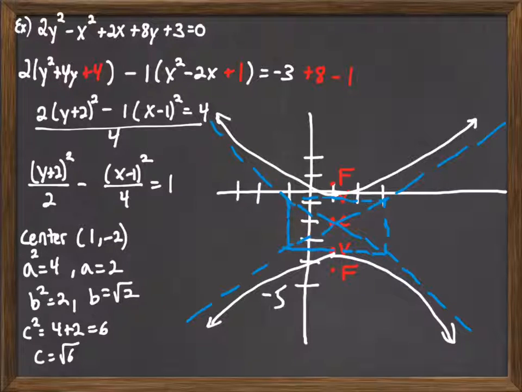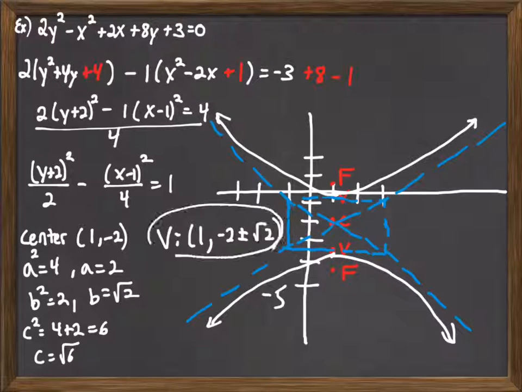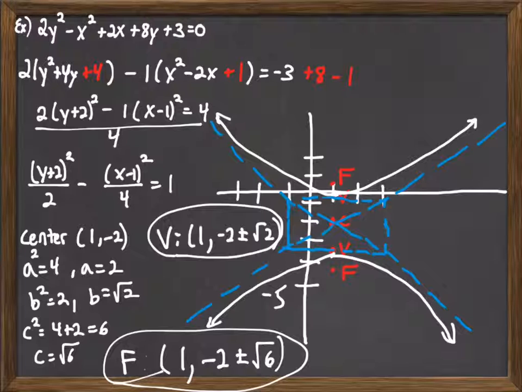And again, we can see from the picture that we're above and below the center. So my vertices, starting with the center, I would go square root of 2 units above and below, so I can write that as 1, negative 2, plus or minus the square root of 2. And then my foci are square root of 6 units above and below. I can write that as 1 comma negative 2 plus or minus square root of 6. Okay, and that is how we work with the equation of a hyperbola and how we use it to find the graph and the vertices and foci.